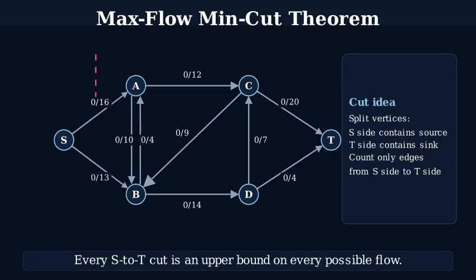Now imagine cutting the network into two sides, with S on the left side and T on the right side. Any flow from S to T has to cross from the S side to the T side somewhere. So the total capacity of those crossing edges is an upper bound on the flow.